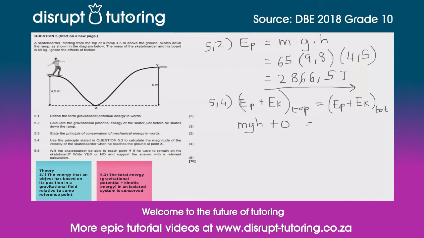And then at the bottom of the ramp, he's going to have no potential energy because he's at the bottom, where our reference point is. So there's no distance that is the difference from our reference point. So there we're just going to have our kinetic energy term and no potential energy term. So that kind of makes sense.